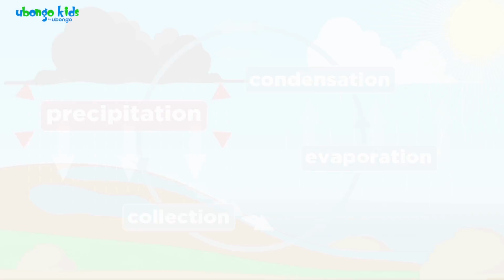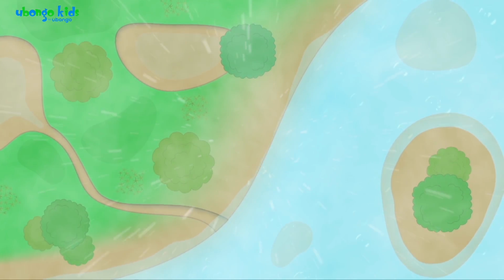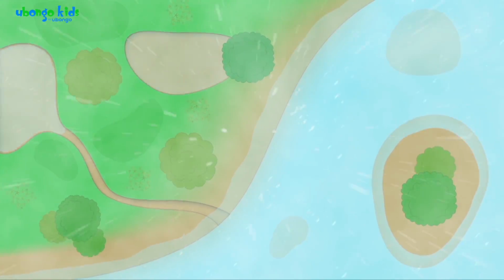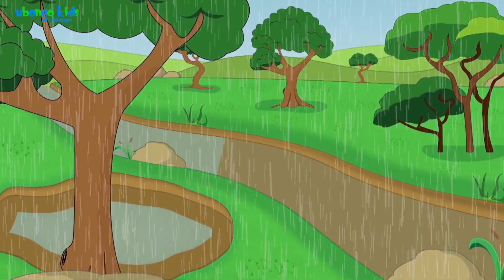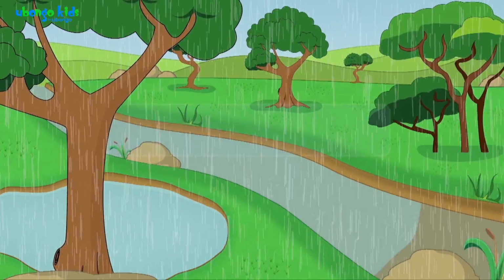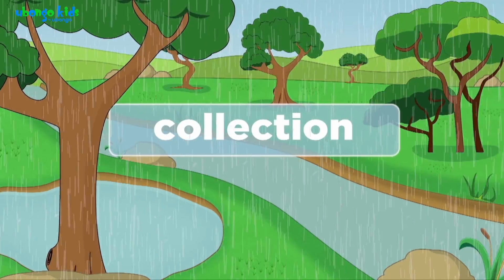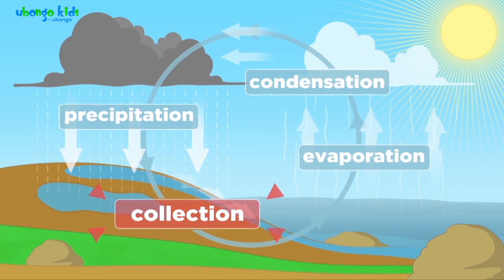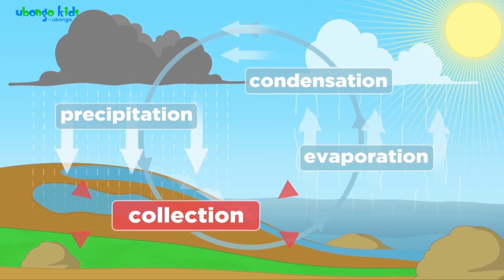Precipitation, the rain seeps away down into the ground, collecting ponds and streams all around. It's called collection. Collection, it's part of the water cycle.